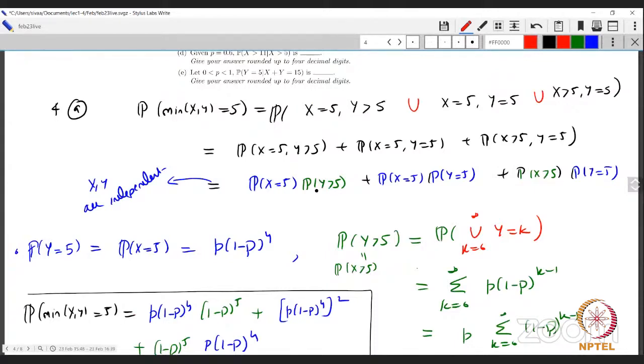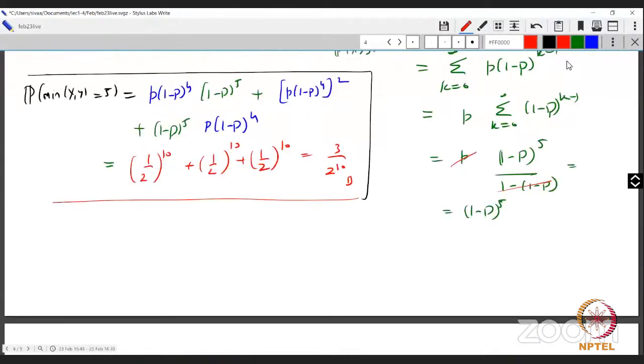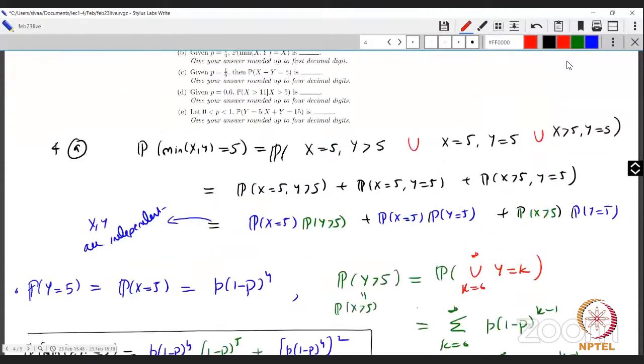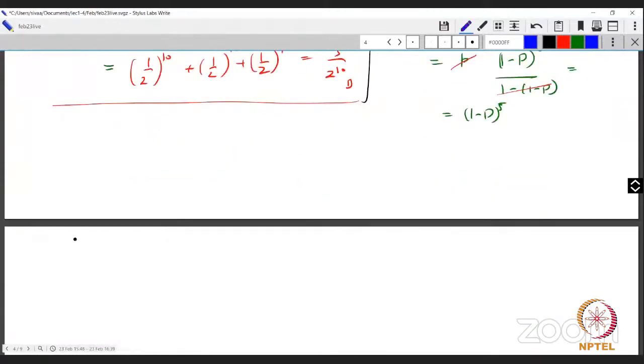Very nice. Let's do the next question. What's the next part? Next part interesting. Minimum of x, y equal to x. Find that out. Let's see how we find that out. So next question. New page. All I have to do is find the probability that minimum of x, y equals x. Just try and see how to do that.